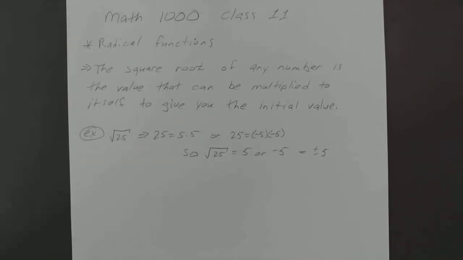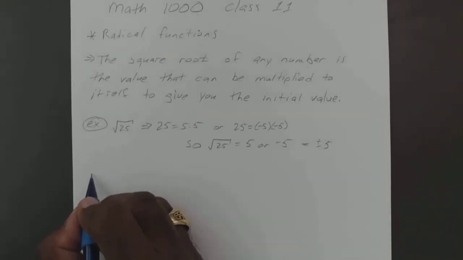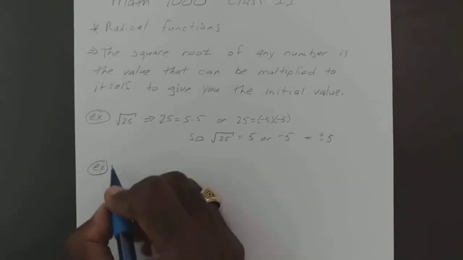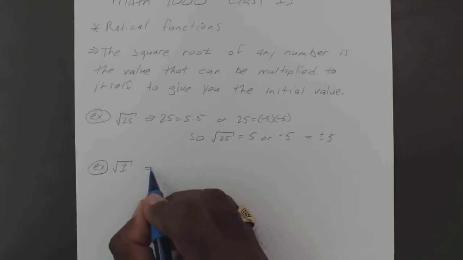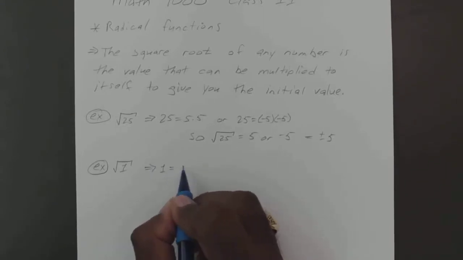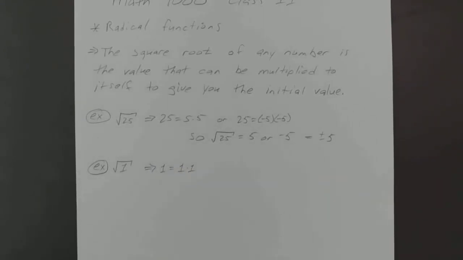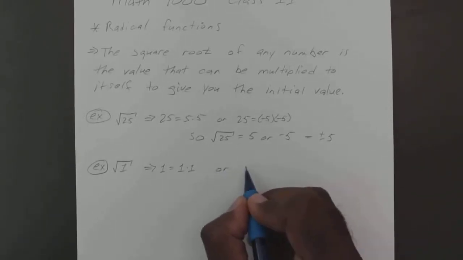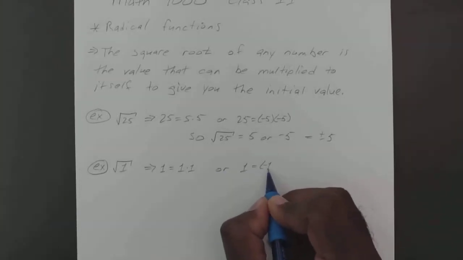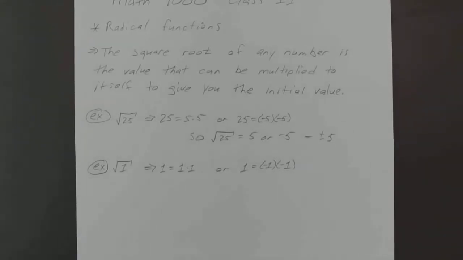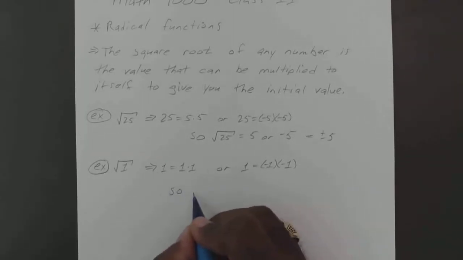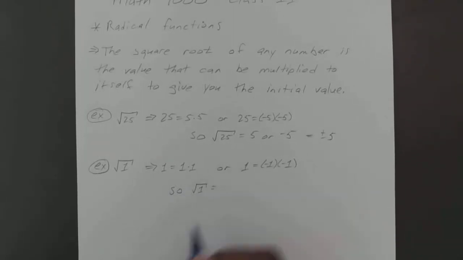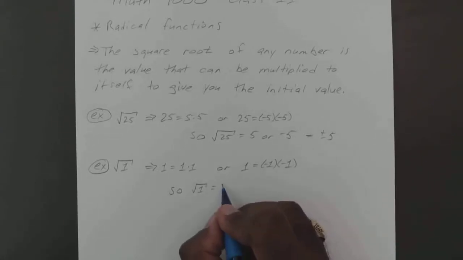Okay. You can actually do the same thing with 1. Square root of 1, we know that's just 1 times 1, or 1 is just negative 1 times negative 1. Anything you can multiply to itself gives you 1 in both cases. So we know that square root of 1 is just positive or negative 1.